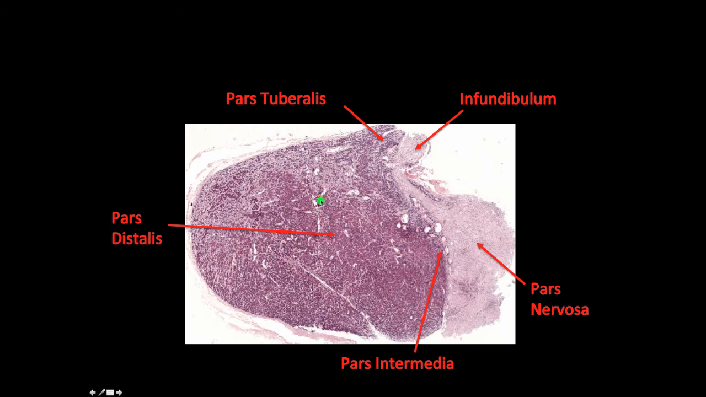Here's just a low-power histological view labeling the components of the pituitary. So the anterior pituitary like this, the posterior pituitary like this. So this is pars distalis. Here you can see a little bit of the pars intermedia with some of these colloid-filled follicles. The pars tuberalis like this, the pars nervosa, and the infundibulum in the posterior pituitary.